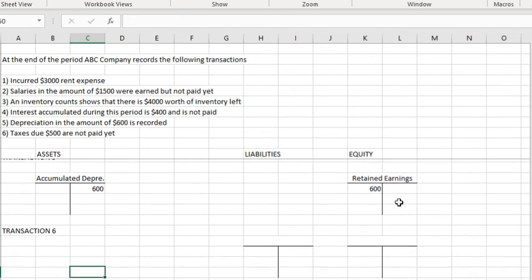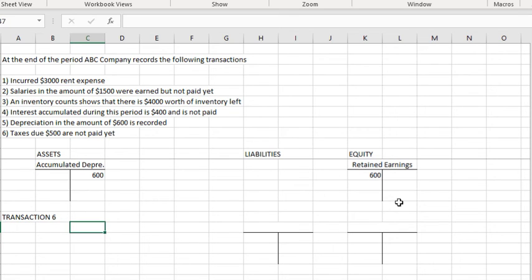And then transaction number 6, taxes are due $500 and are not paid yet. Pretty much same idea here. Retained earnings is going to decrease by $500. This is tax expense. And then since we haven't paid it yet, taxes payable to IRS, that's going to increase by another $500.